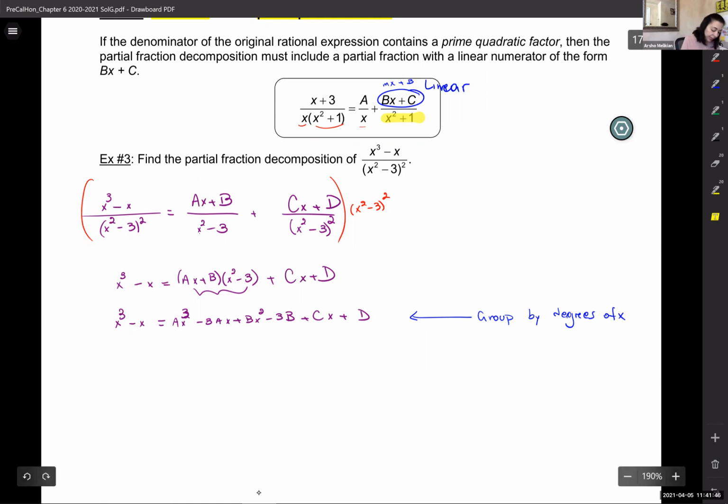So it means I get x cubed minus x is equal to ax cubed plus, let's put the x squares, it's only bx squared, minus everything with an x, so 3ax plus cx, and then the constants, minus 3b plus d. Right?